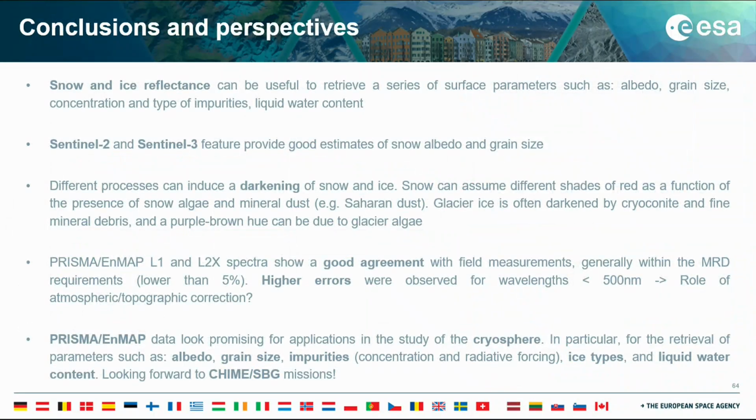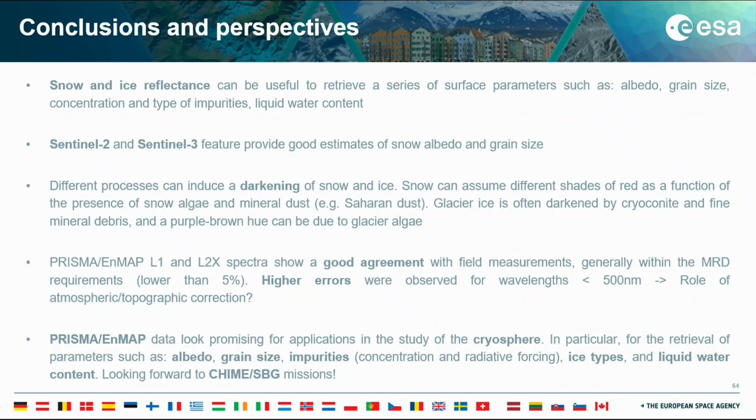So I come to my conclusion of this one hour of, I will say, a storm of applications of reflectance data to snow and ice. So I hope that you at least understood and learned something new about this application. We saw that snow and ice reflectance can be used to retrieve a series of parameters that we can be interested in just for the retrieval, or to retrieve these parameters and put them in some models to assimilate and simulate and improve the simulation against observation.